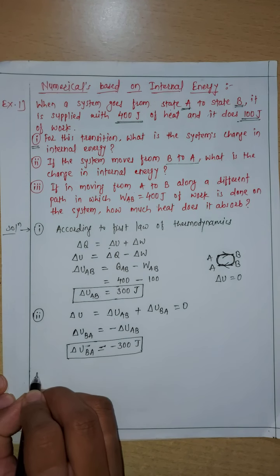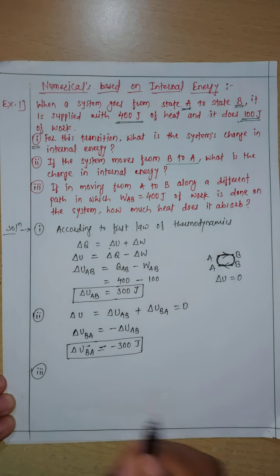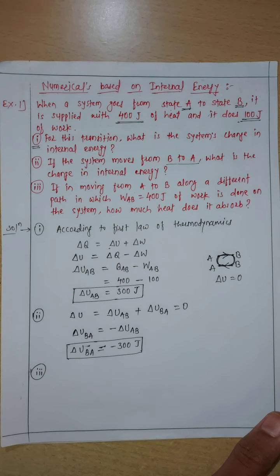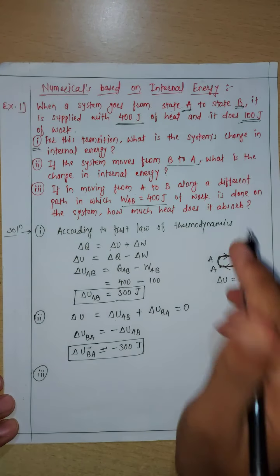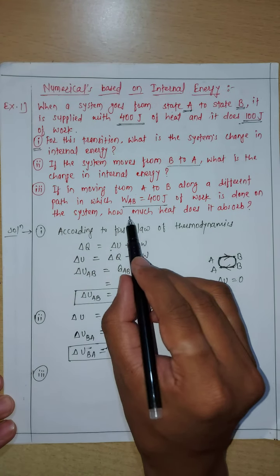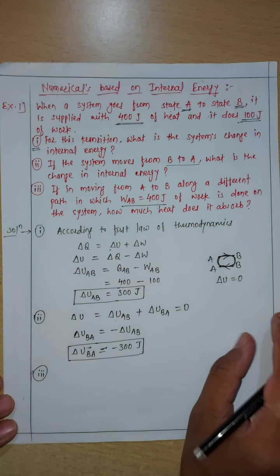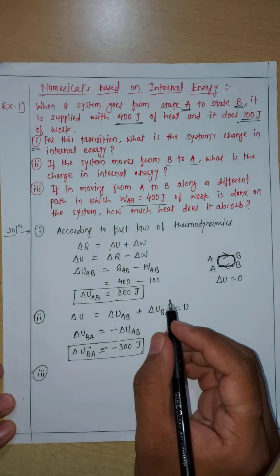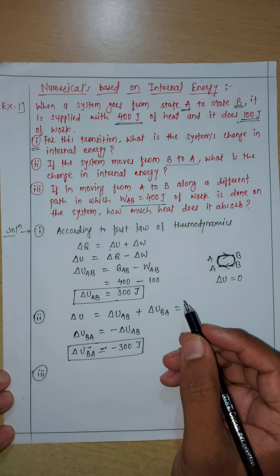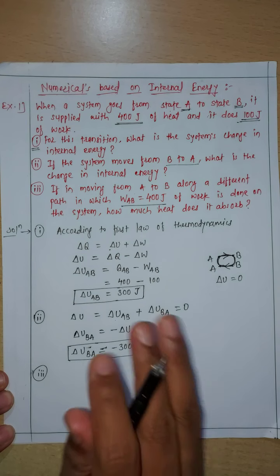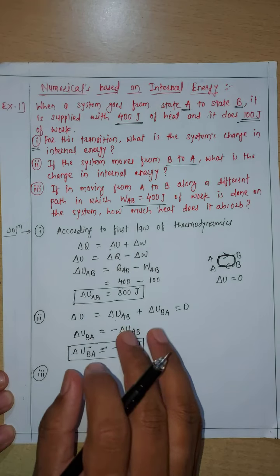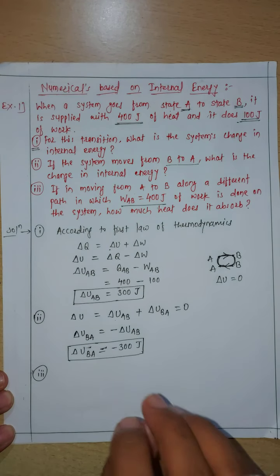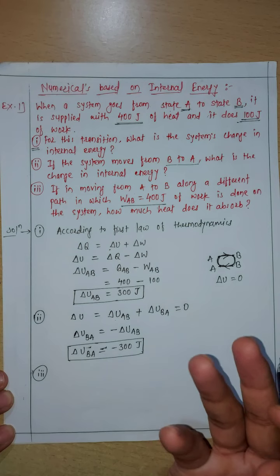Okay, now we'll answer the third question. What is your third question? If in moving from A to B along a different path in which WAB equals 400 joule of work is done on the system, how much heat does it absorb, how much amount of energy has it absorbed, that we are going to calculate. That means the change in internal energy for any path, or we can say that the internal energy is the same everywhere along that same path or along any path.